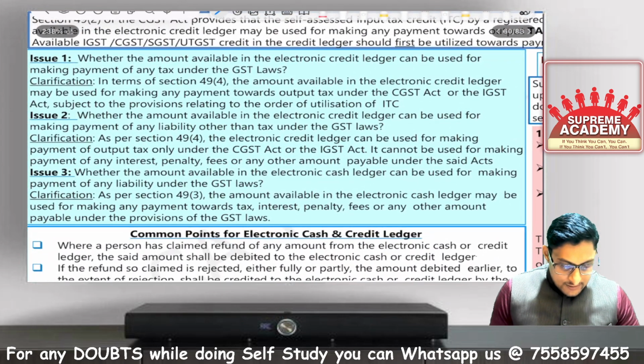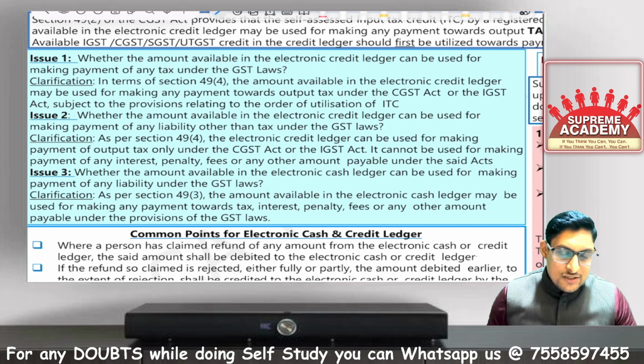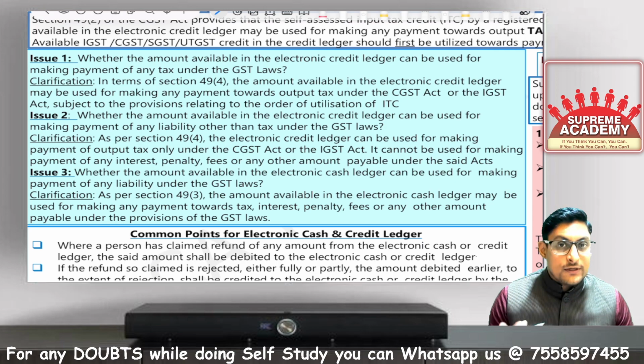Yes. Now, any balance of amount available in the electronic credit ledger can be utilized towards payment of tax under GST. Yes, of course, we have seen it. It can be utilized only for the payment of output tax.